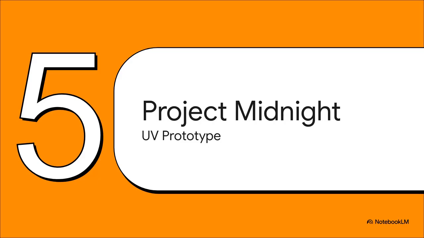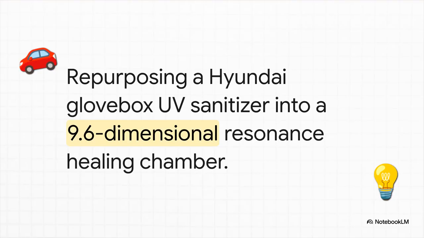And that brings us to our final segment, Section 5, Project Midnight UV Prototype. This is where the explainer gets incredibly practical. I mean, how do you actually take 9.6-dimensional quantum fluid math and apply it to hardware? Well, you build a prototype. The source material outlines Project Midnight, which is this wild attempt to repurpose a standard Hyundai Glovebox UV sanitizer into a 9.6-dimensional resonance chamber. The goal is to take that theoretical omni-push equation and physically manifest it into a contained space.